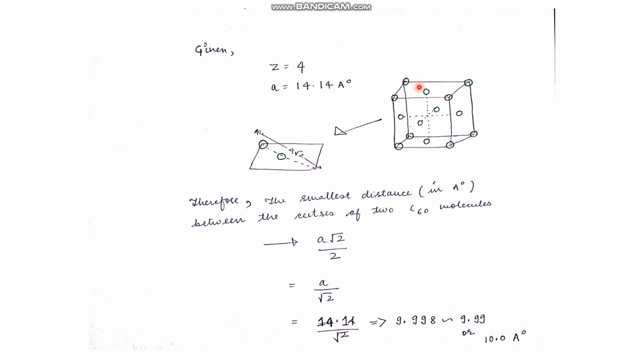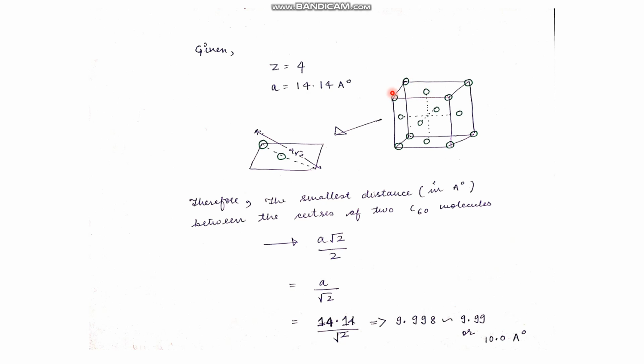So basically we have to find out the smallest distance, and all of you know that the smallest distance in an FCC unit cell is between these two lattice points. That is the lattice point which is present at the corner of a cube and the lattice point which is present at the center of a face, right? So we have to find out the distance between these two atoms, right?